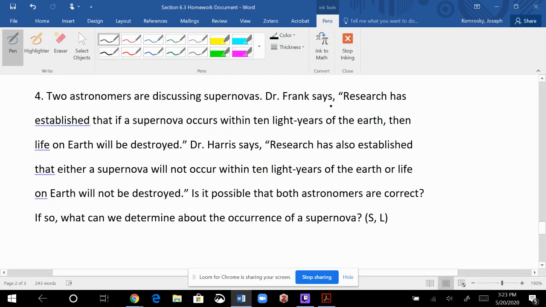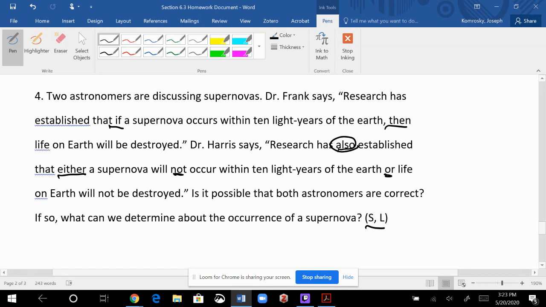supernovas. Dr. Frank says, research has established that, if we're looking for trigger words, then... and to the second one, research has also established that... So all I've done was highlight some trigger words.